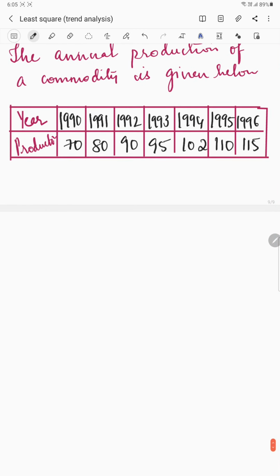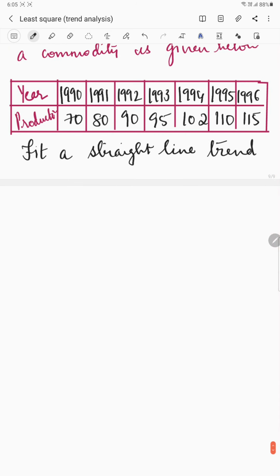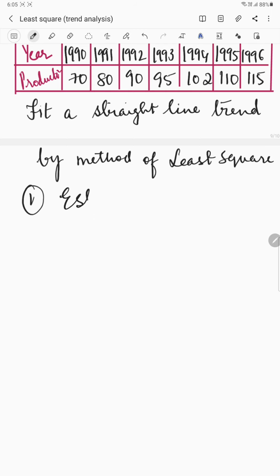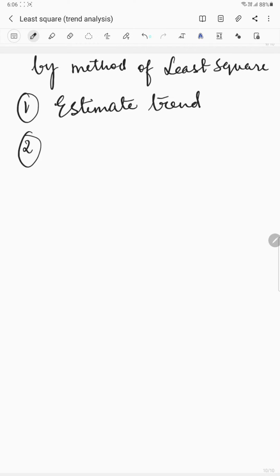Okay, so in this they are asking to fit a straight line trend. Okay, fit a straight line trend by the method of least squares. And then the first part of the question, first one is eliminate trend. Don't forget, you have to do the additive model.